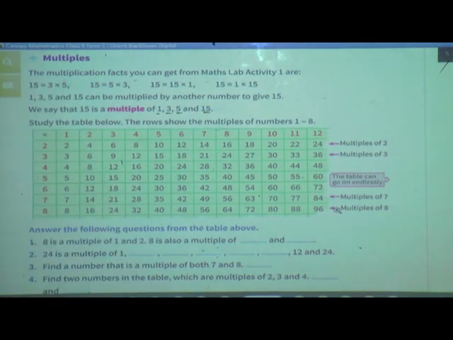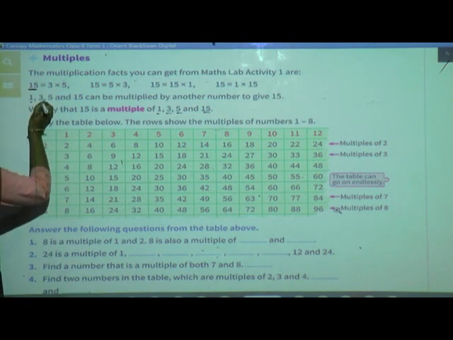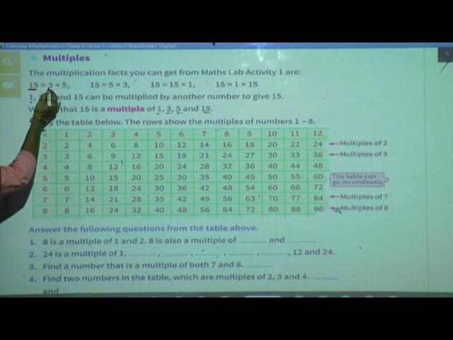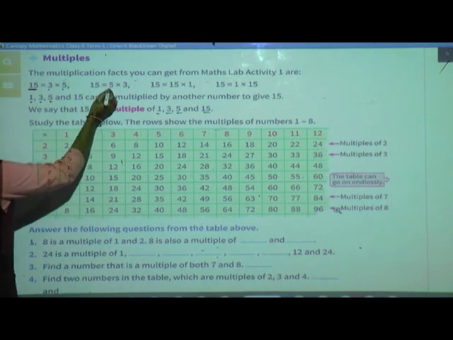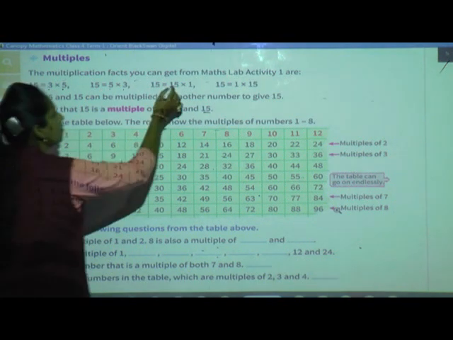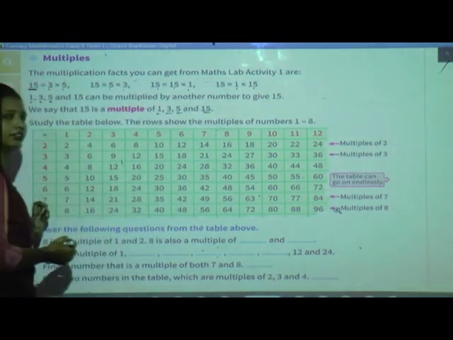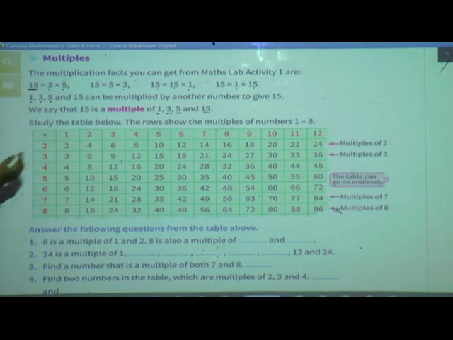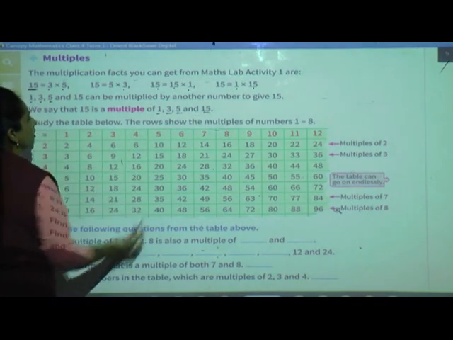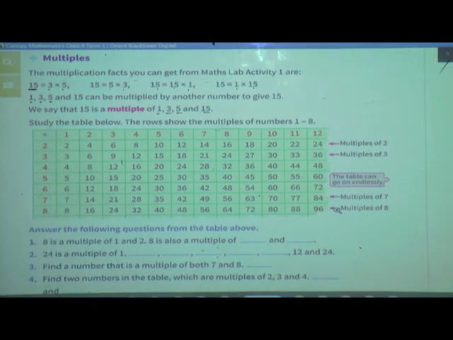Are you getting? Very simple. Multiplication already we have studied. So to get the 15 product, we can multiply with 1, 3, 5. How? You can see 3 5s are also 15, 5 3s are also 15, 15 1s are also 15 and 1 15s are also 15. So these numbers are called multiples of 15. Also we call factors of 15.